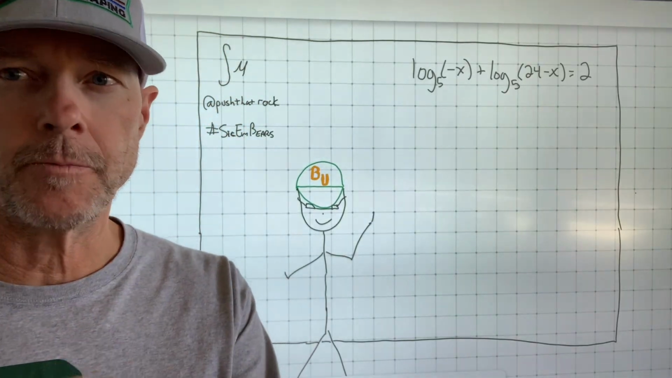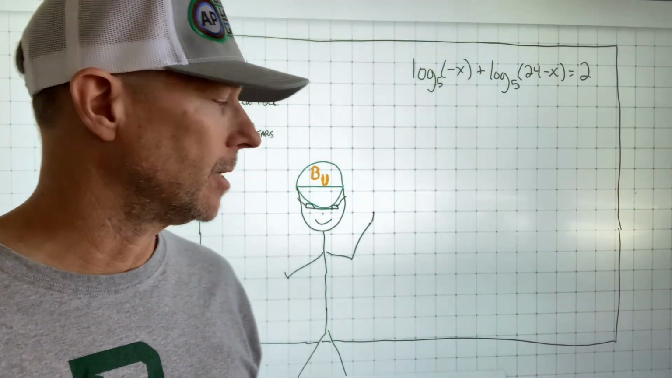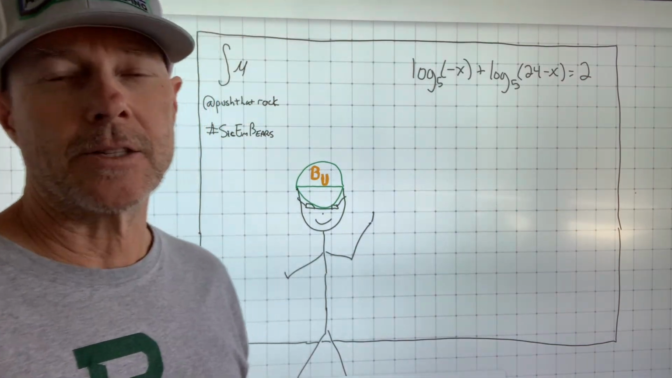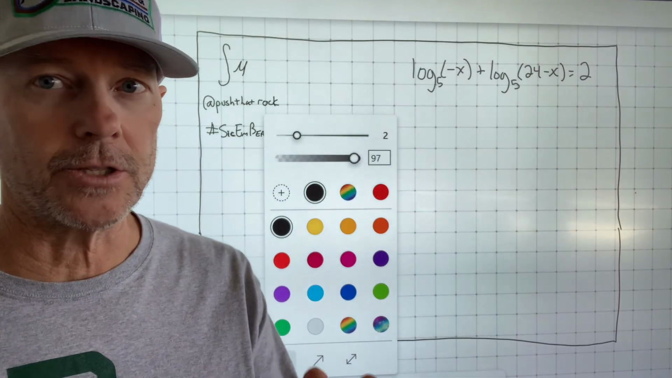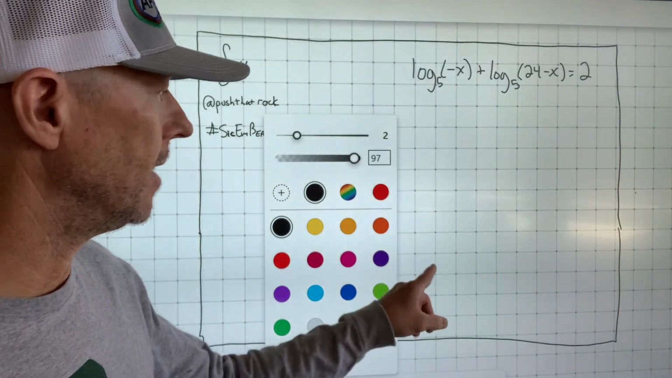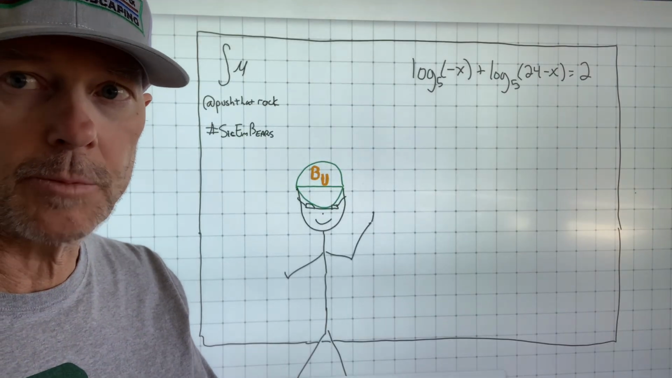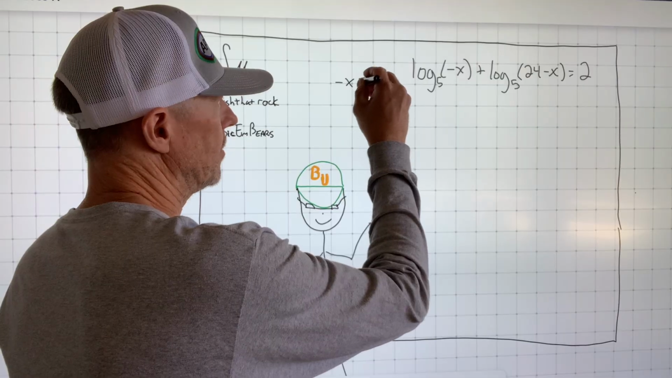Before we do that though, we have to be careful with these logs. In the last video I should have mentioned that you have to remember they have domain restrictions. In the last two, the answer was well within the domain, but this time it's going to cause us some consternation. So let's look at the domain of these logarithmic expressions. Remember, the argument of a log must be greater than 0. So this argument, negative x, must be greater than 0.